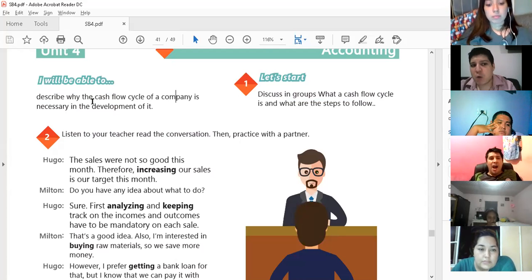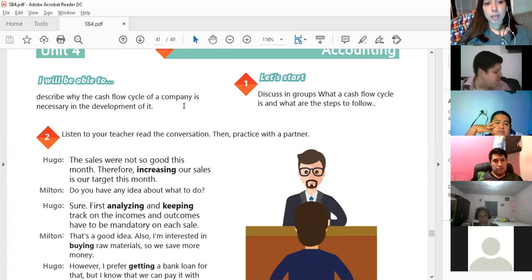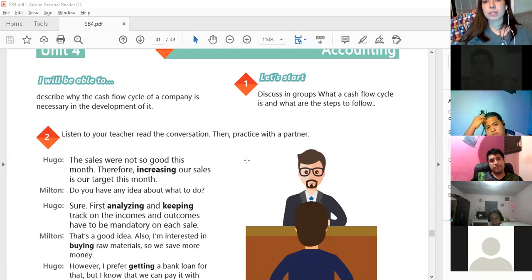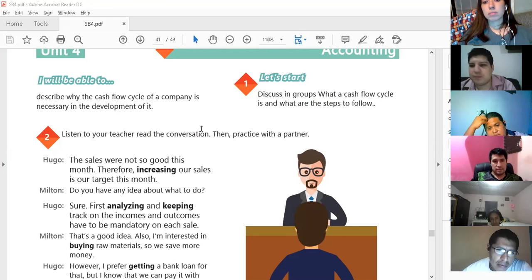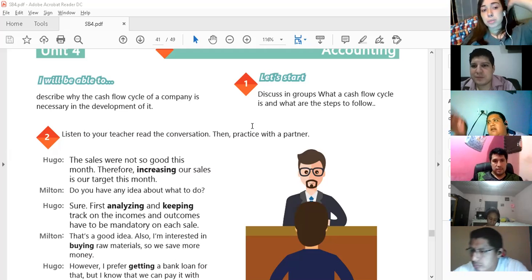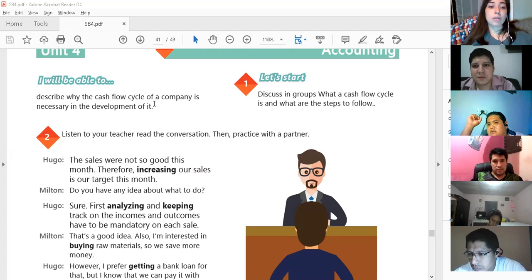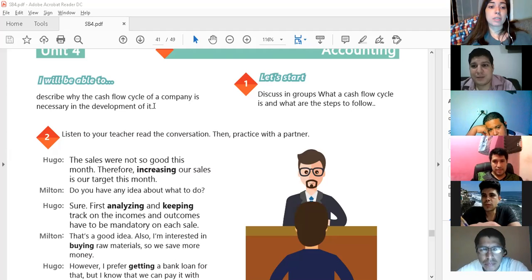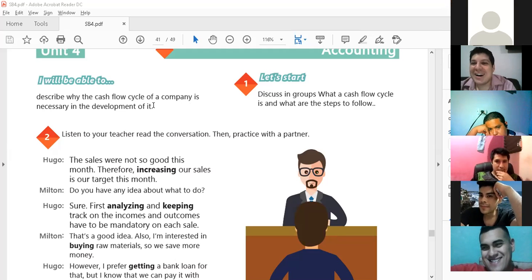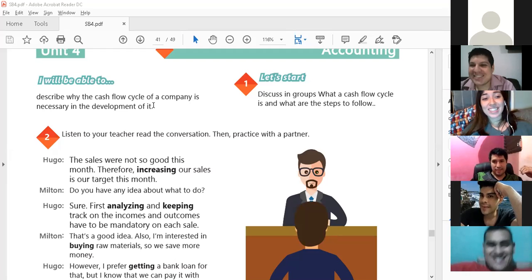I will be able to describe why the cash flow cycle of a company is necessary in the development of it. Good. Volunteer to read it, please. Me, Mariana. Go ahead, Mariana. I will be able to describe why the cash flow cycle of a company is necessary in the development of it. Okay. Of it. There you go.